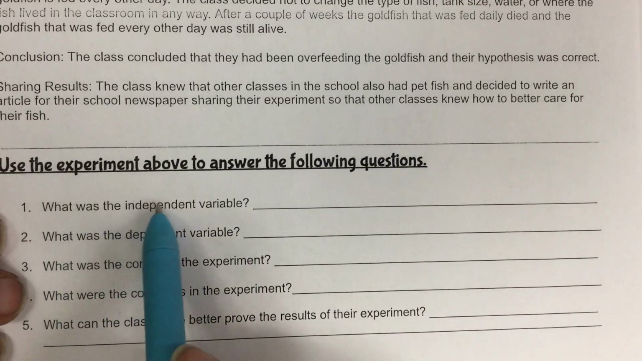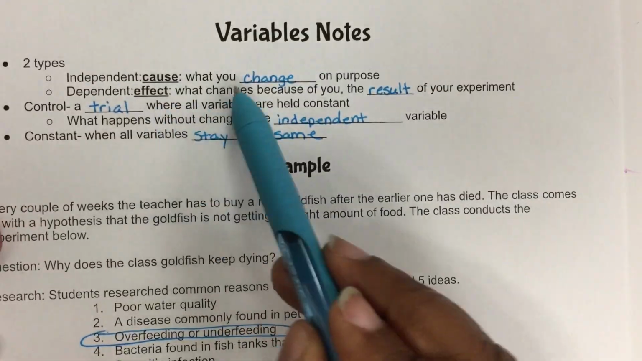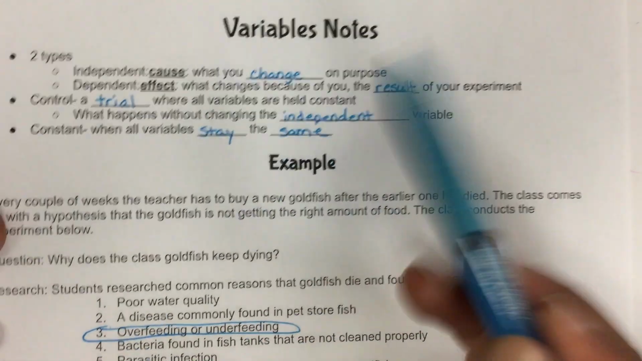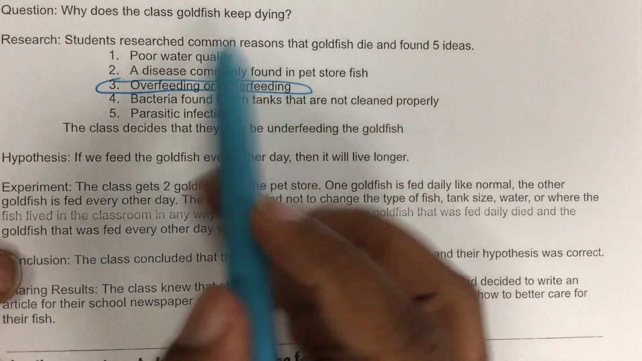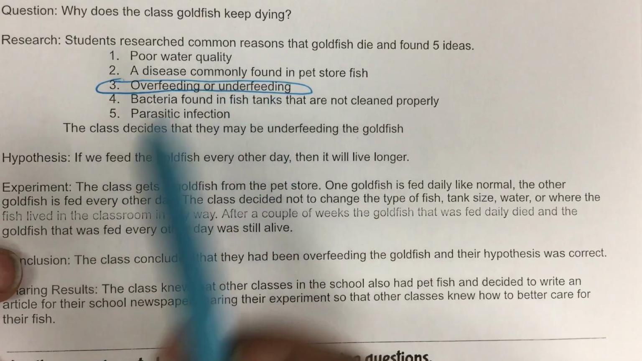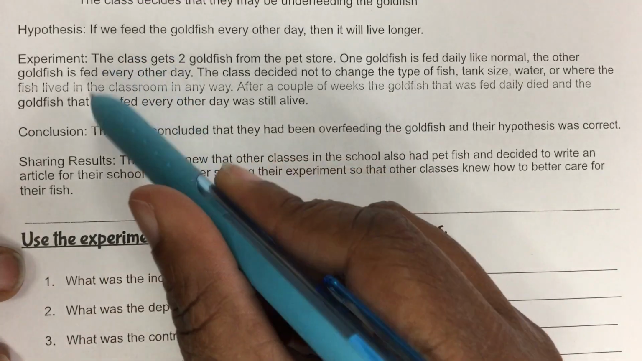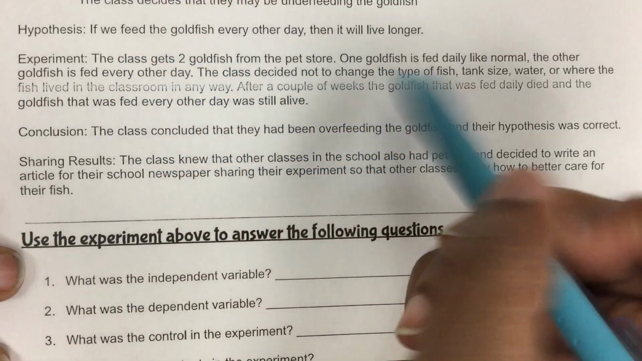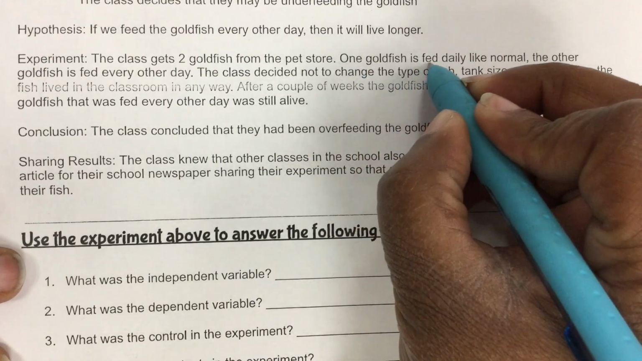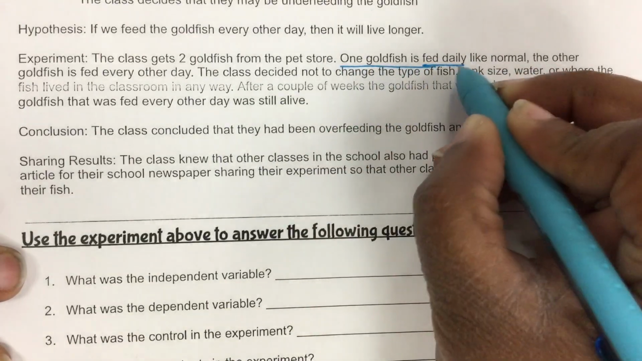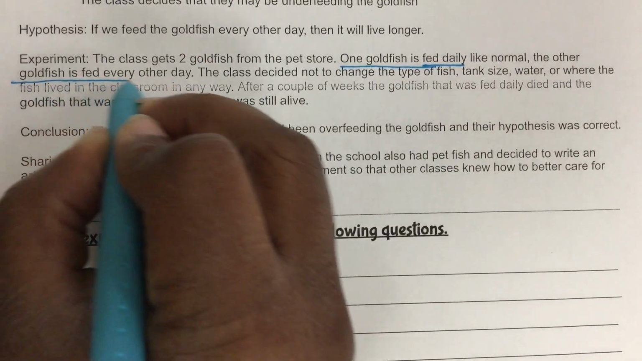In this experiment, we need to find the independent variable. Remember, the independent variable is what we change. So because they decided that they were overfeeding or underfeeding their fish, they decided to change the amount of food. We can find that here. 1 fish is fed daily, and the other fish is fed every other day.